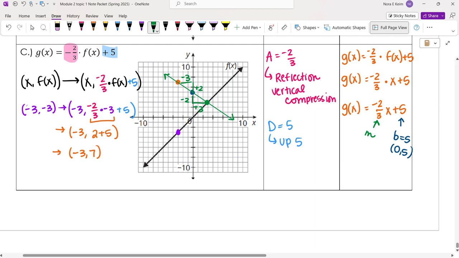All right. So that is it for our translations and dilations, and then our transformations just in general.